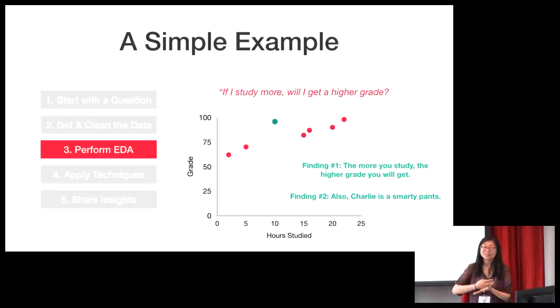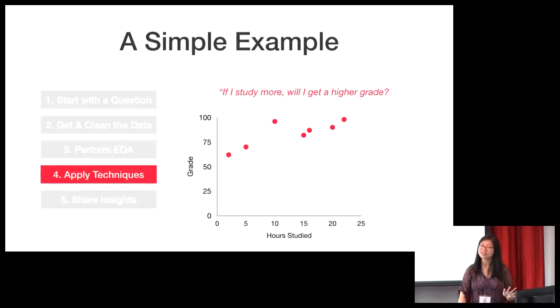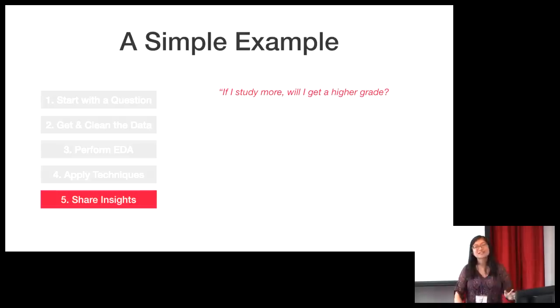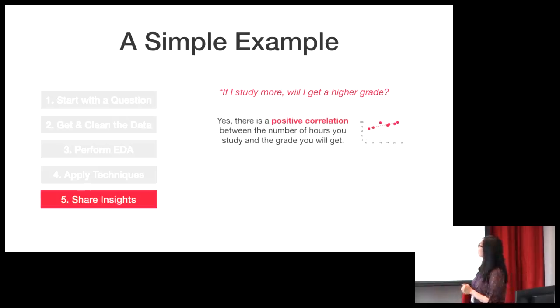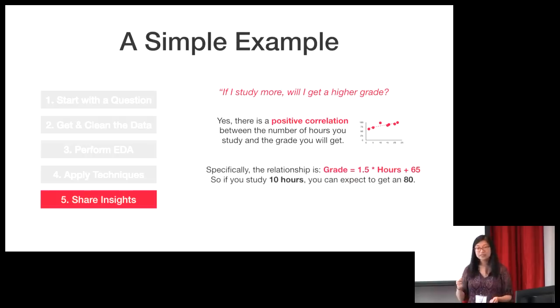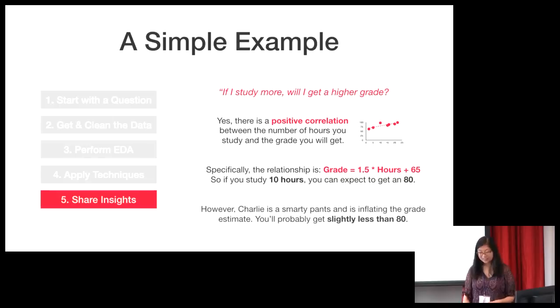Great. So only after you've done your EDA, now it's time to apply some techniques. The most basic data science technique is applying a linear regression, so fitting a line to our model. And you can see here that with a linear regression, I can actually get a specific equation to see what that relationship is. And so at the very end, now I can share all the insights, basically summarize everything I've done. So my question was, if I study more, will I get a higher grade? And the answer is yes, there's a positive correlation. And then specifically with linear regression, we saw that this is the relationship. And finally, we know that Charlie was really smart, and he was kind of an outlier.